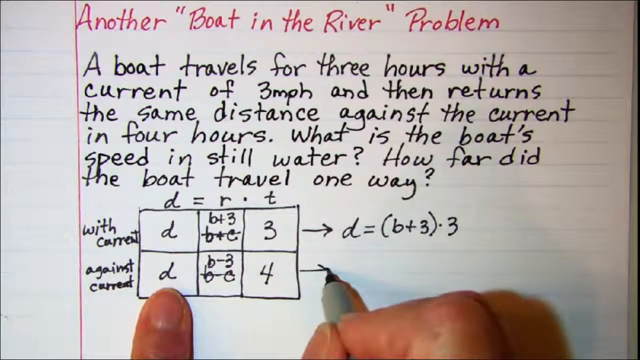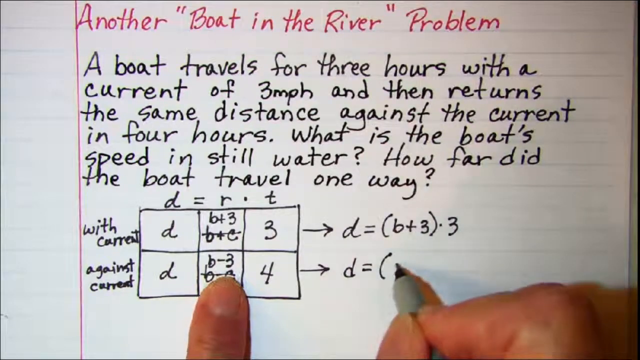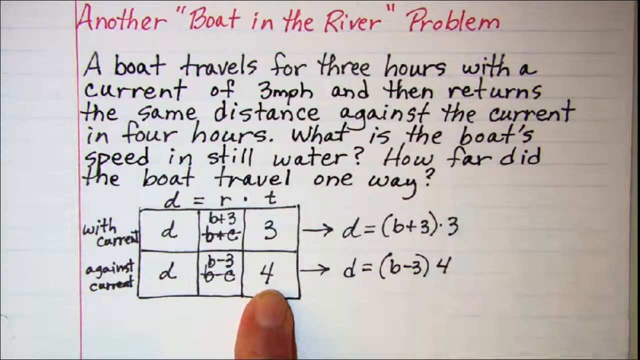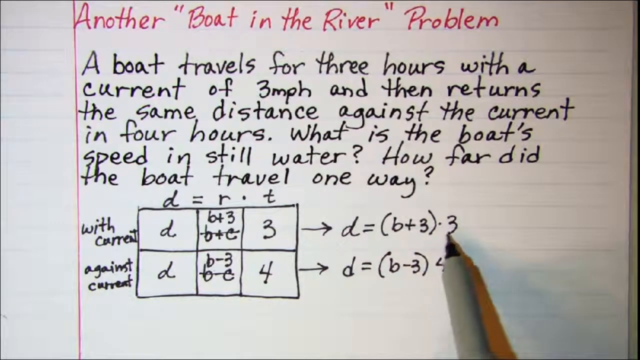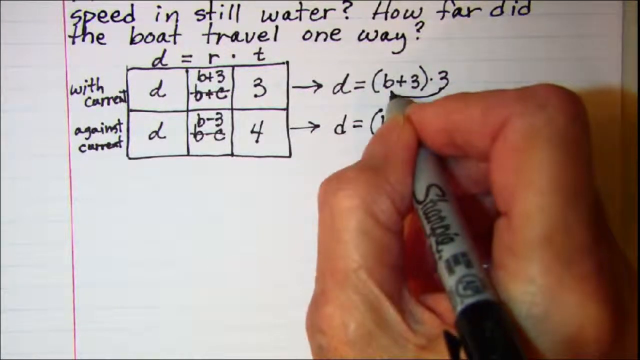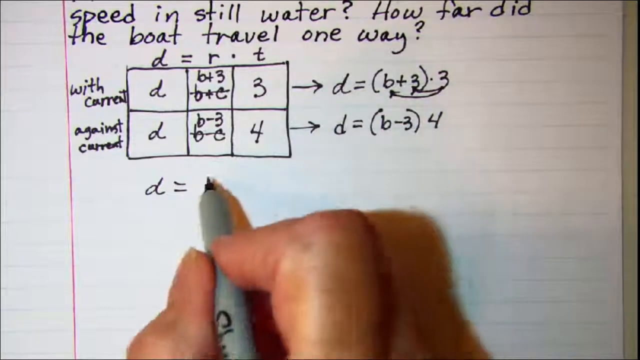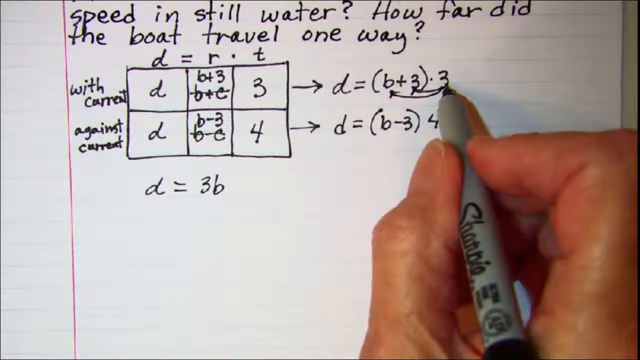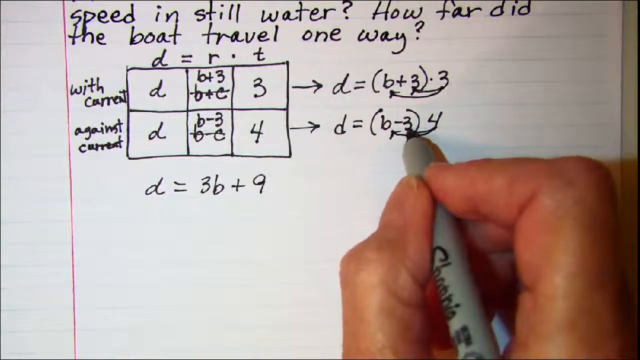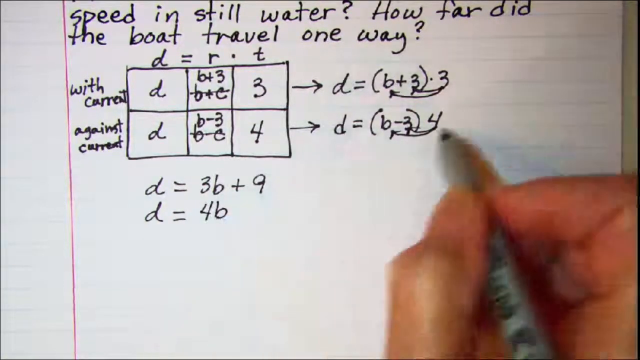My other equation: D is equal to my rate, B minus 3, again in parentheses, times the time, which is 4. So let's go ahead and distribute these. This 3 goes through this binomial, so I have distance is equal to 3B plus, and 3 times 3 is 9. We'll distribute this one also. So my second equation, D is equal to 4B minus 12.